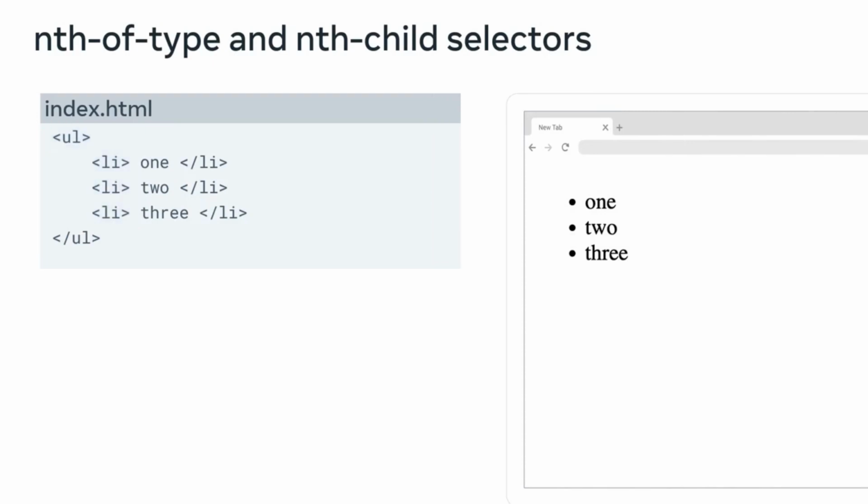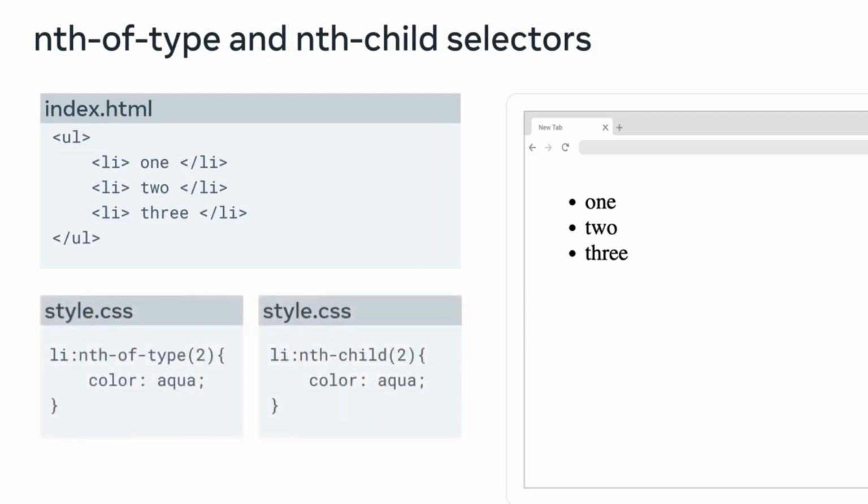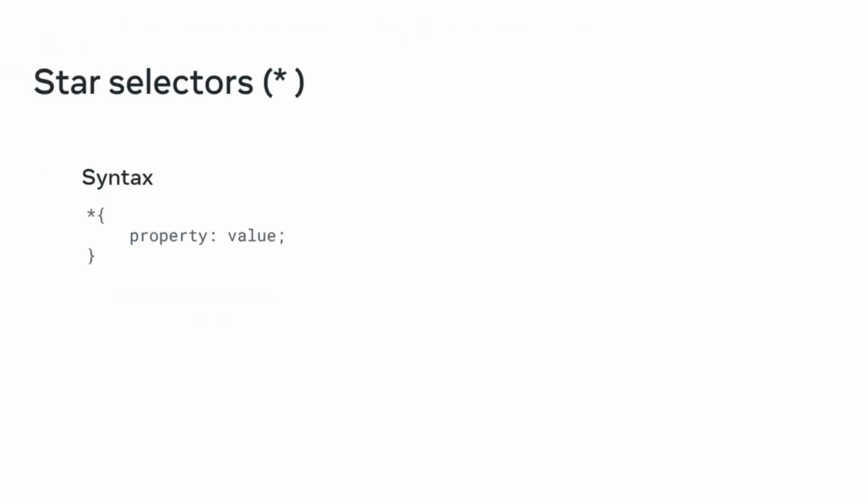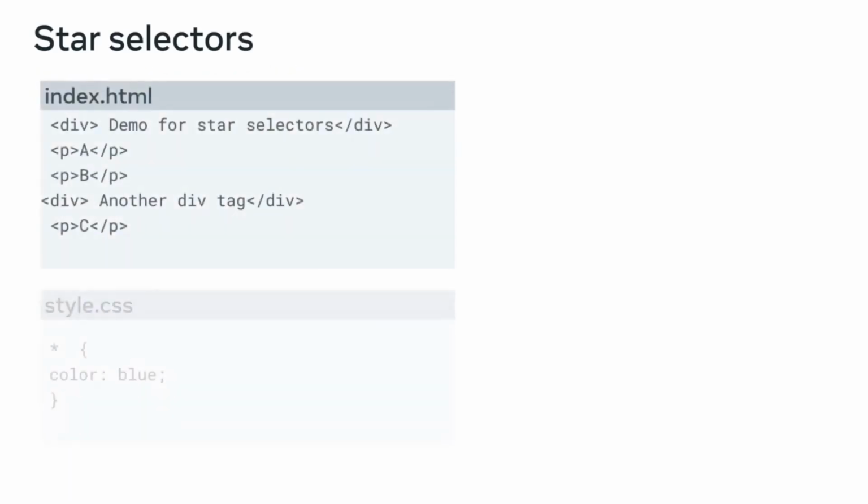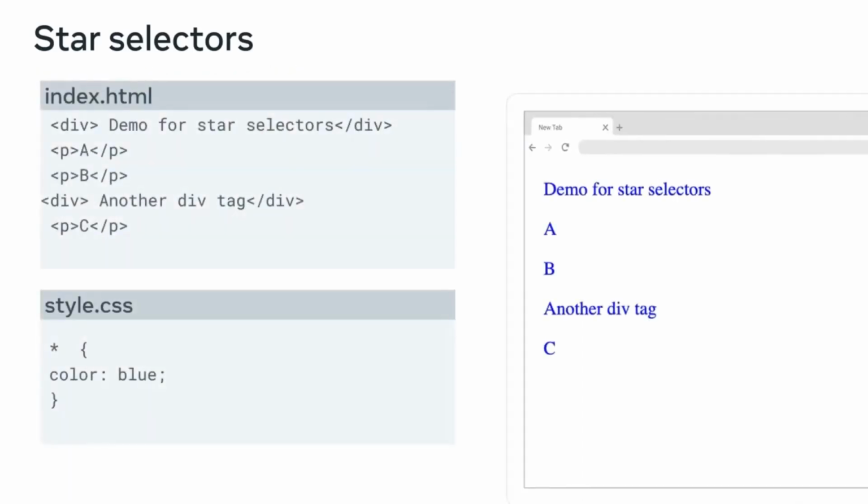Now let's specify that the second list element must have a certain styling. In this case, you can use both the nth of type and the nth child selectors to do that. Both will produce the same output, where the second list element will be colored aqua in this case. Another commonly used selector is the star selector. Just like in many other programming languages, star selectors are used for selecting all the elements of a web page. It will affect all the elements in the HTML file.